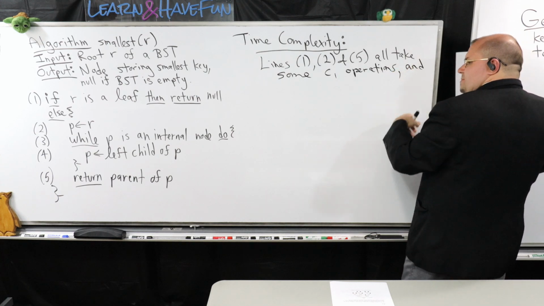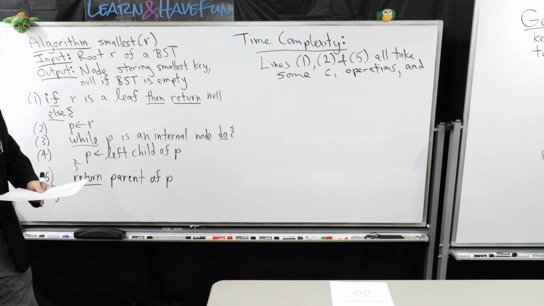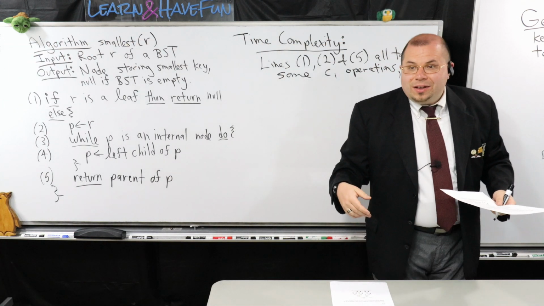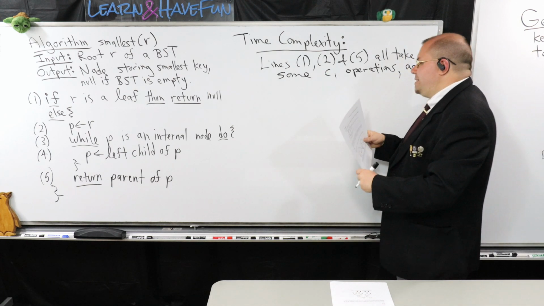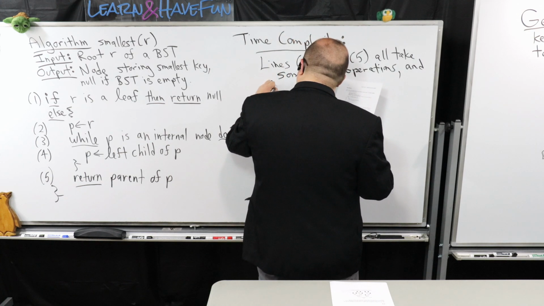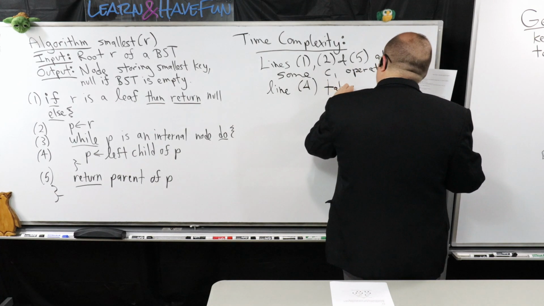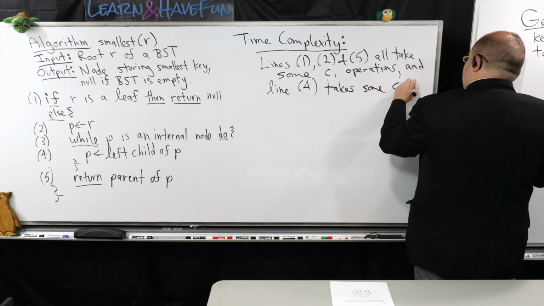And line 4 itself is just an assign. I can always get the left child in constant time because it's just an attribute of a node. So just like if I wanted to get the next node in a linked list, I can do that in a constant number of operations. And line 4 takes some C2 operations.